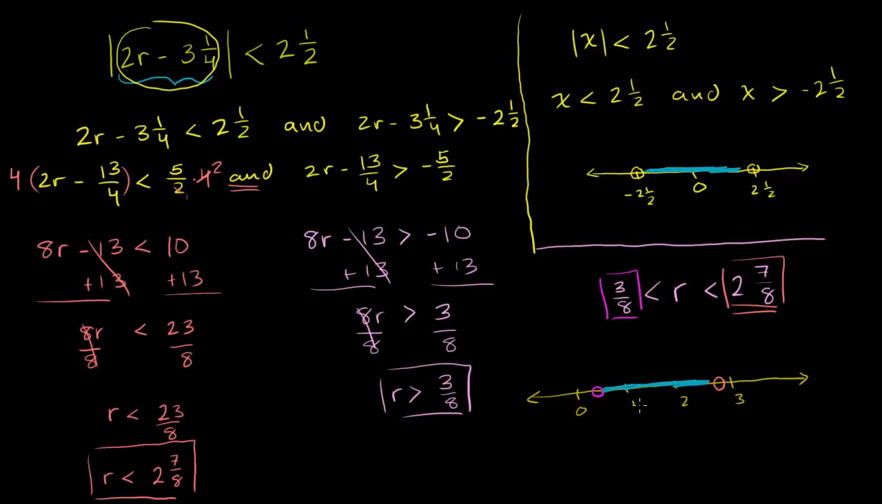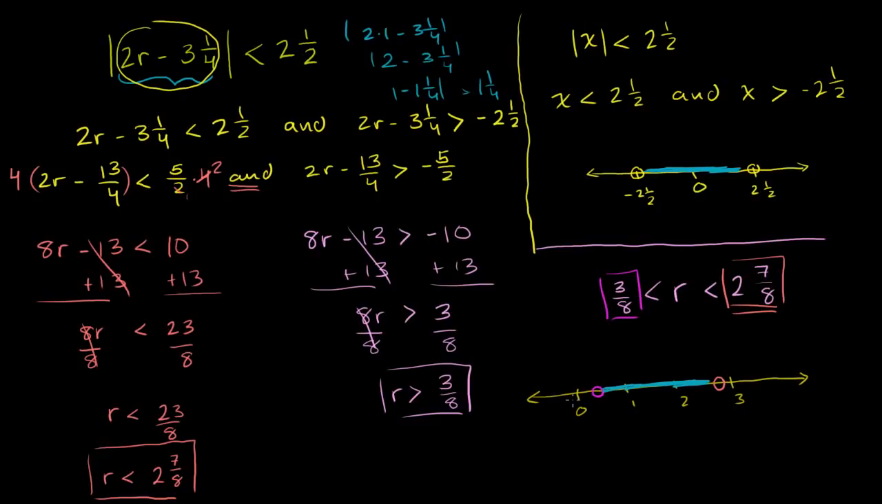And we could try it out. Let's try out something that, based on what I just drew, should be a valid solution. 1 should be a valid solution. Let's try it out here. 2 times 1 minus 3 and 1/4. That's 2 minus 3 and 1/4. And so what is that? Well, 3 and 1/4 minus 2 is 1 and 1/4, so this will be negative 1 and 1/4. But we're taking the absolute value of it, which is equal to 1 and 1/4, which is indeed less than 2.5.